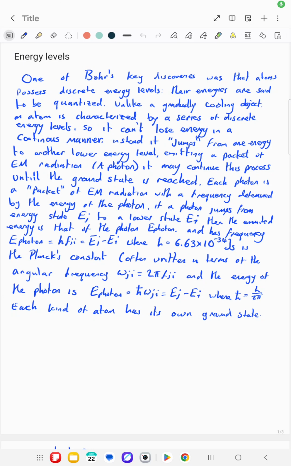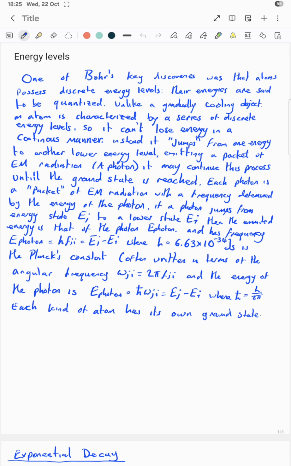Right, let's get on with some quantum mechanics. We'll start with energy levels. One of Bohr's key discoveries was that atoms possess discrete energy levels. Their energies are said to be quantized.